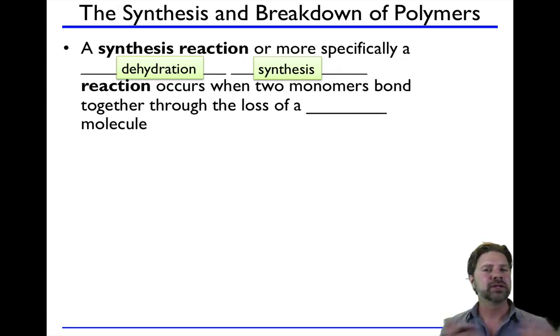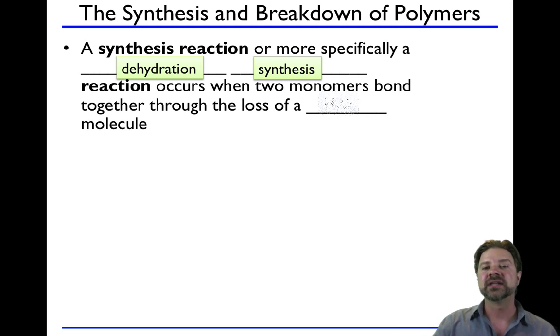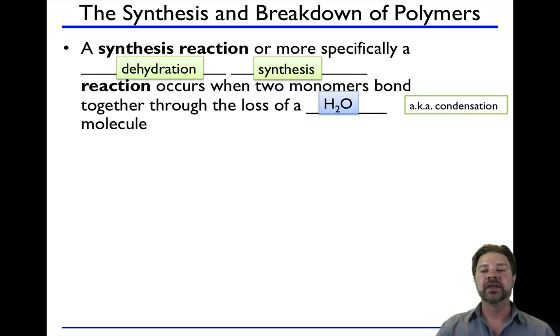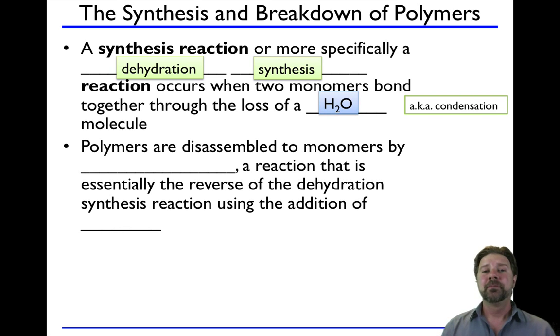Now, I want you to think of the word dehydration. What do you typically think of when you think dehydration? What are you in dire need of? And the answer, of course, is water. So when water is lost from 2 monomers, what we're going to get is a link together. We're going to build that molecule bigger by losing a molecule of water. Now, this is also known as condensation. Both dehydration and condensation, hopefully the reference point to you will be that water causes both to happen. Okay, second, polymer breakdown. Polymers will be disassembled to monomers by hydrolysis.